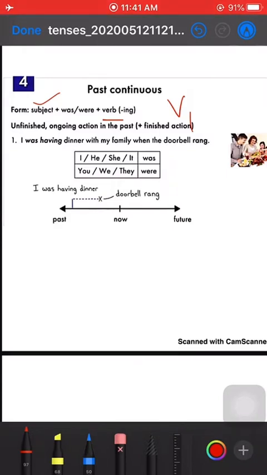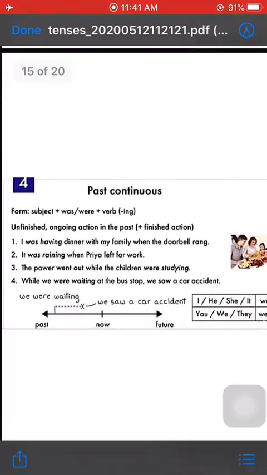If we mention a finished action that interrupted, it is in the past simple form. Subject plus past tense verb, like the doorbell rang. Here are a few more examples. Let's see some more examples.